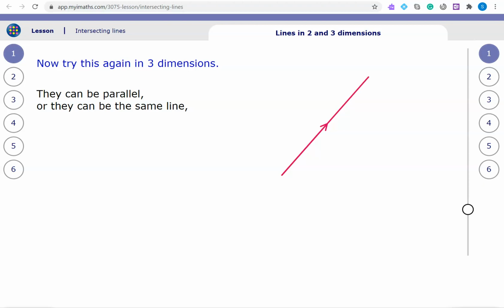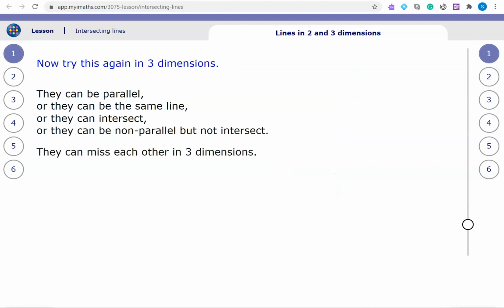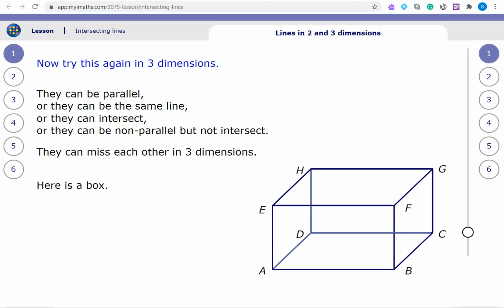They could be parallel, or they could be the same line, or they could intersect. Or they could be not parallel and not intersect. They can miss each other in 3 dimensions. So if we think about a box like this, with the edges of the box being lines in 3 dimensions.